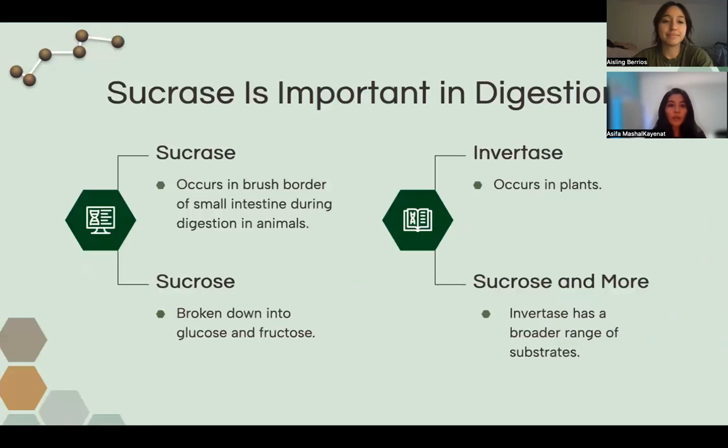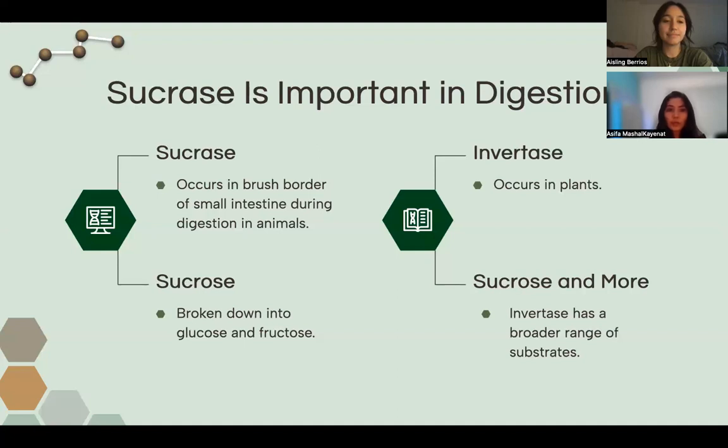What about the function of sucrase? Sucrase actually has an incredibly important role during the final stage of carbohydrate digestion. This enzymatic process occurs on the brush border of the small intestine during digestion. Once sucrose is broken down into glucose and fructose, these sugars can be absorbed by intestinal cells and then transported into the bloodstream for energy use by the body. So sucrase helps you eat and get energy.